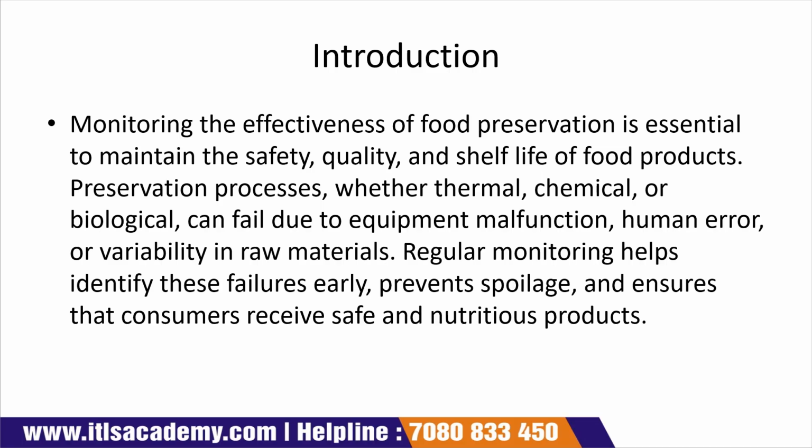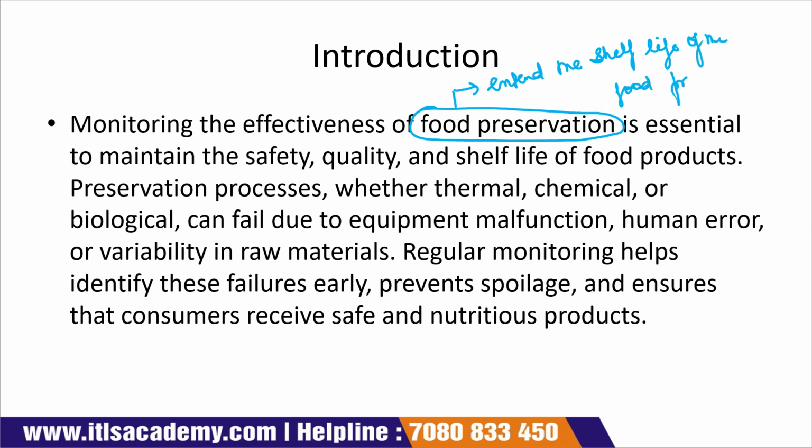Introduction. Monitoring the effectiveness of food preservation is very essential. Food preservation simply means that when we apply a food preservation method, it extends the shelf life of the food products. How do we extend the shelf life? By deterring the microorganisms, and along with it, we also inhibit the enzymatic activity which occurs in the food product.